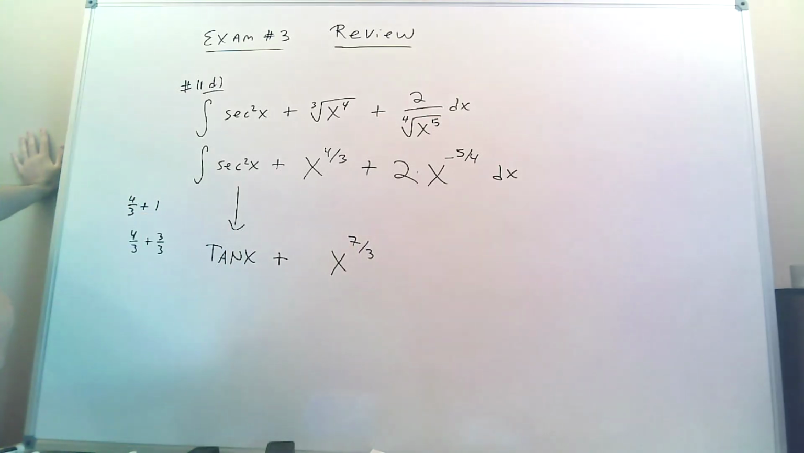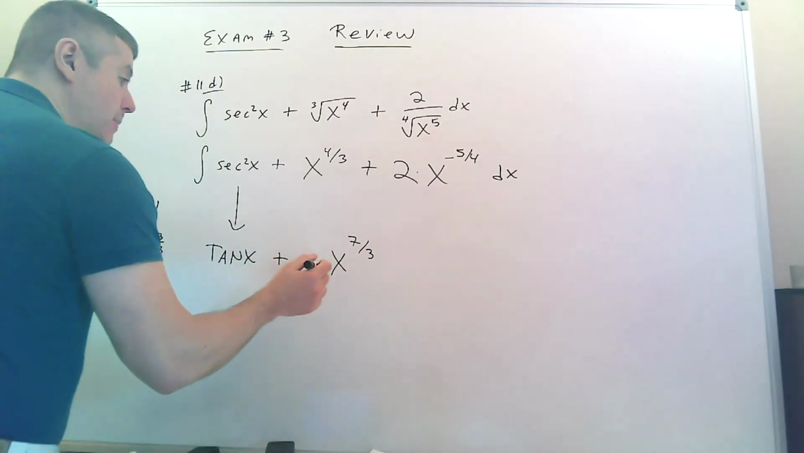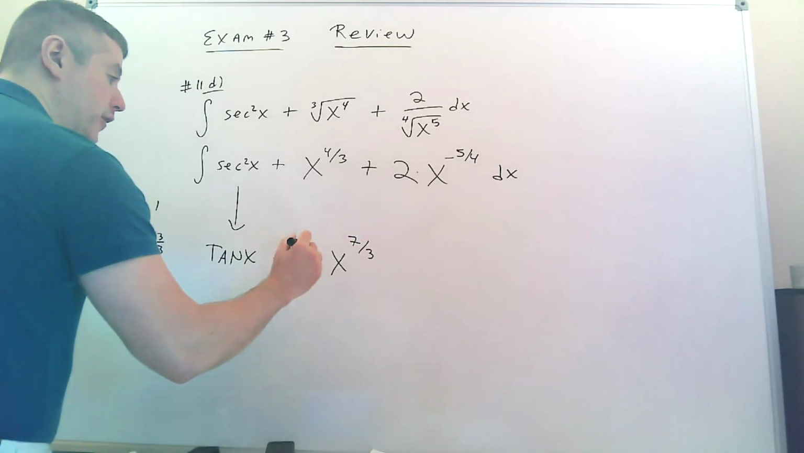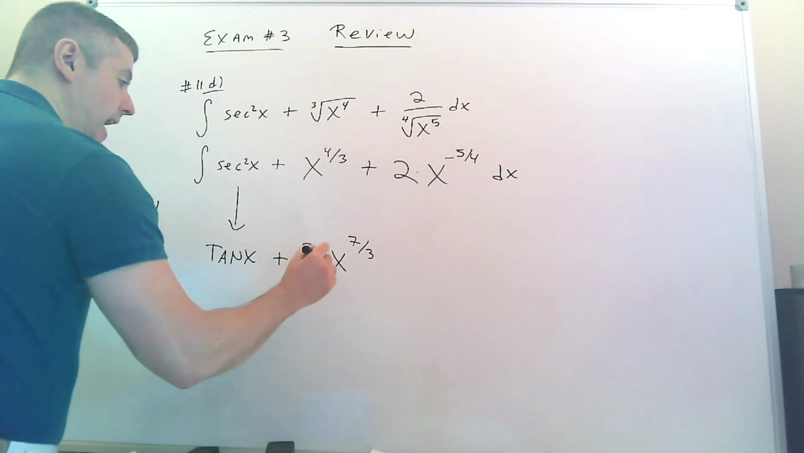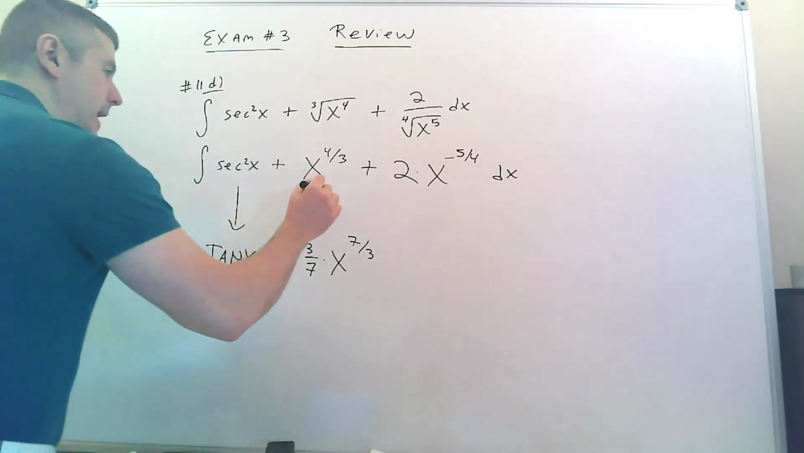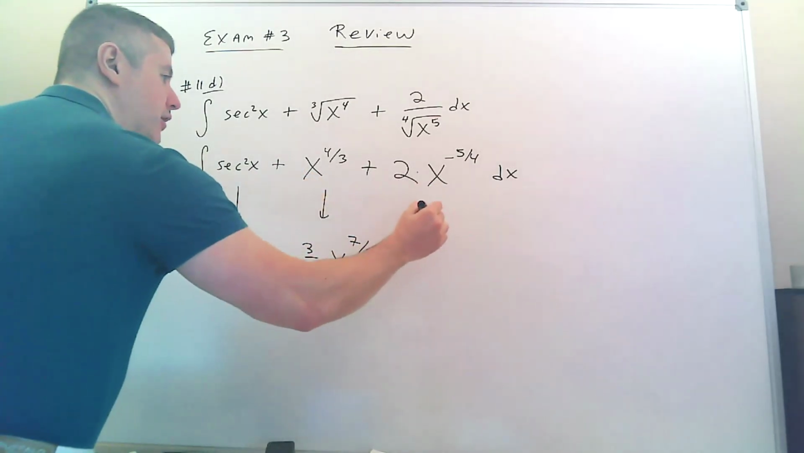That's adding 1. Now, you're supposed to divide by the new power, but I told you, just take whatever this power is, flip it over, and put it in the front. It's that simple, and it works every time. It's beautiful. Okay, so that's that one. Let me make an arrow, and now I have to do this one, right?